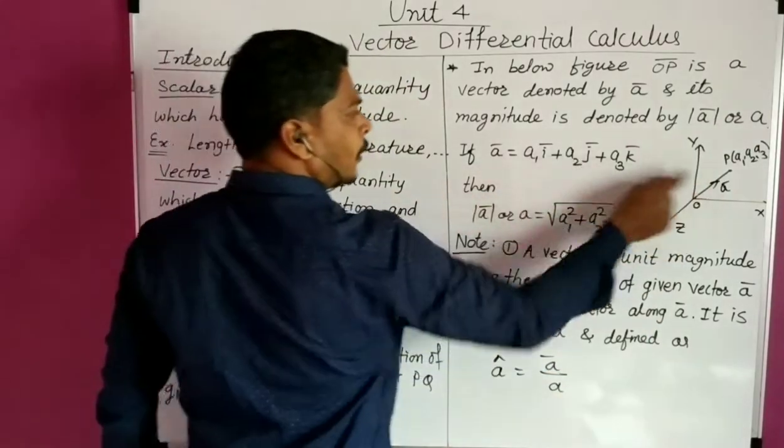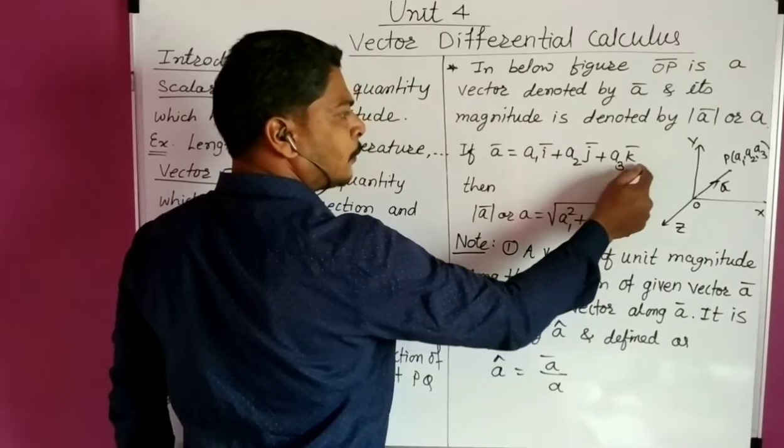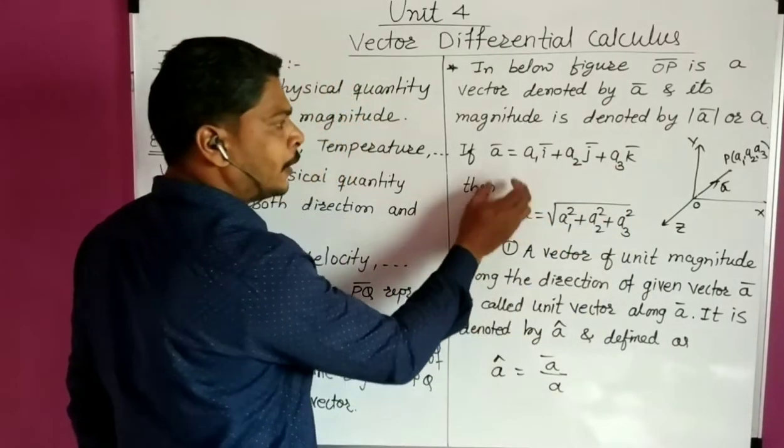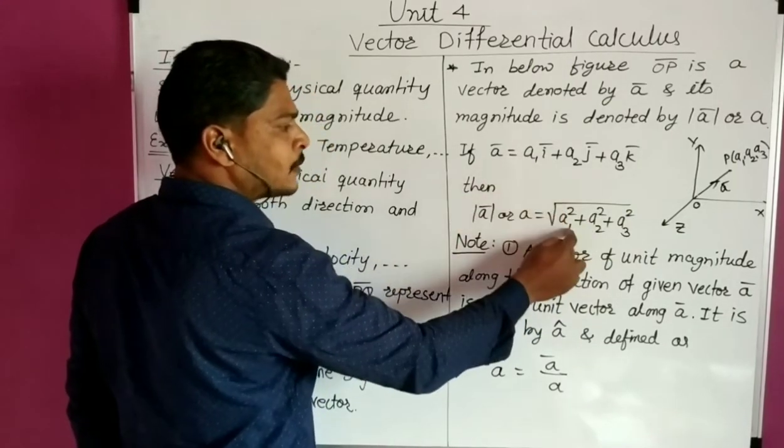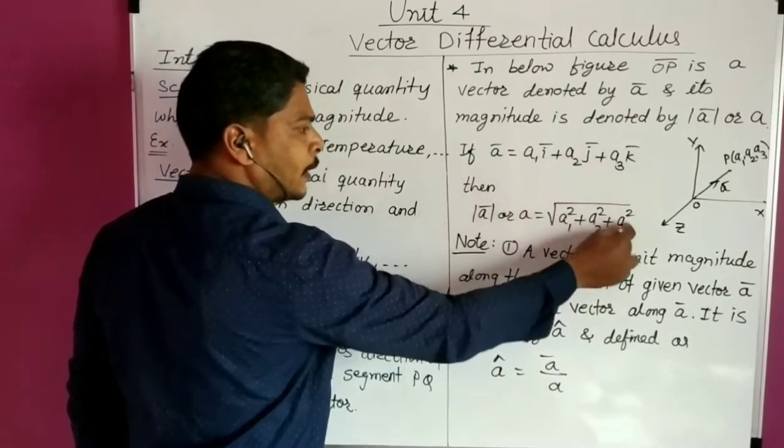If this A bar is A1 i bar plus A2 j bar plus A3 k bar, then the magnitude of A bar, that is A, is equal to the square root of A1 square plus A2 square plus A3 square.